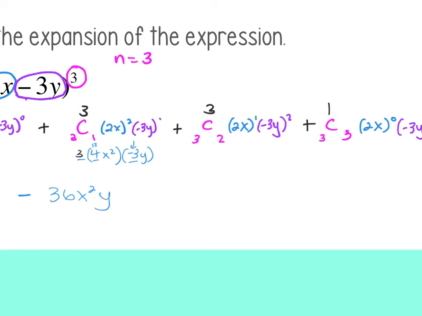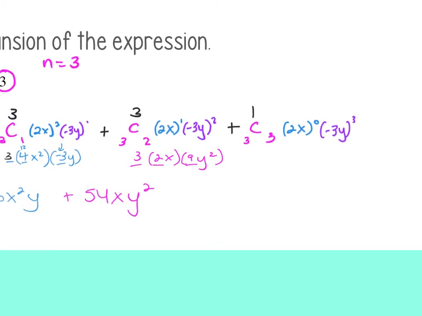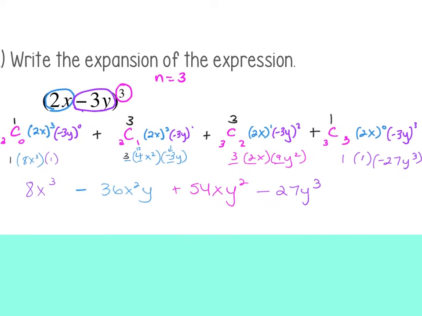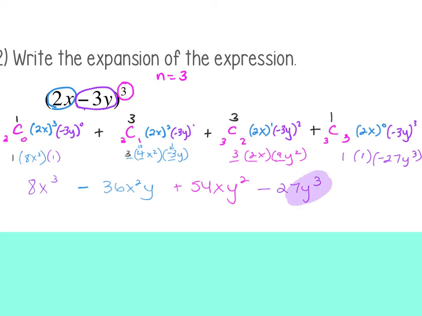Then I go to the next one. So the next one, I get the 3 from the coefficient. 2x to the first would stay as 2x. And then negative 3 squared is 9y squared. 3 times 2 is 6, times 9 is 54. So 54xy squared. And then the last one, C is 1, 2x to the 0 is 1, negative 3y to the third is negative 27y to the third. So minus 27y to the third. And that should be your expanded binomial.